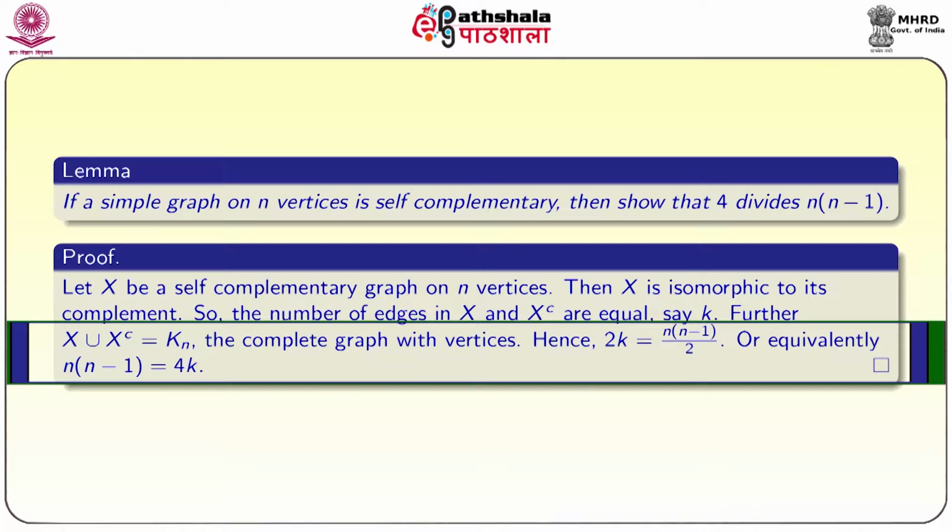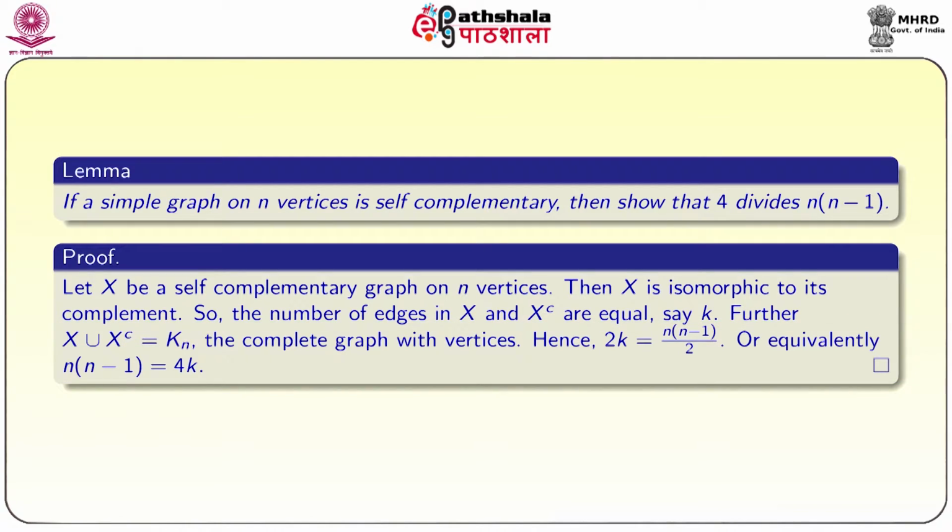Hence, 2k is equal to n into n minus 1 by 2. So, the total number of edges in Kn is n into n minus 1 by 2. The number of edges in X is k as well as in X complement is k. So, 2k is equal to n into n minus 1 by 2, or equivalently n into n minus 1 is equal to 4k.